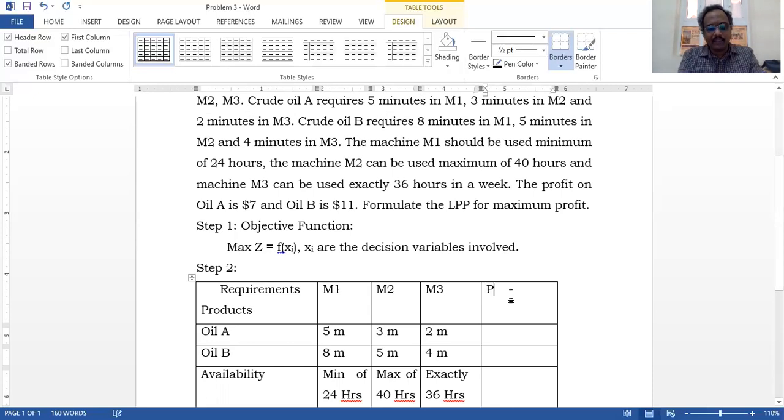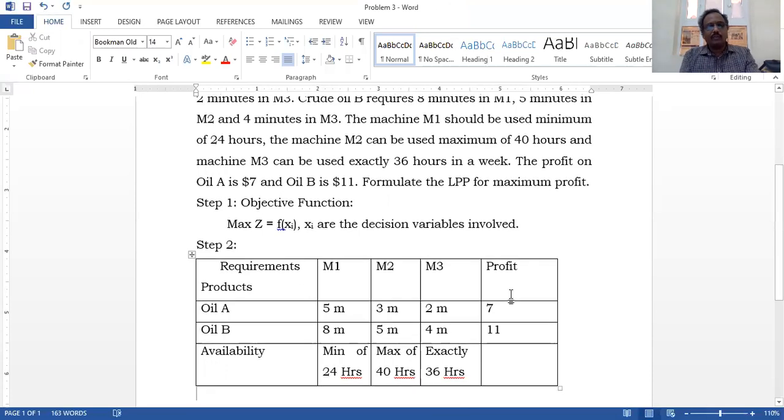And they have defined the profit for oil A and oil B. They said oil A has a profit of $7 and oil B has a profit of $11. Now from this we are going to identify the decision variables. We are going to form the constraints and we are going to formulate the objective function.